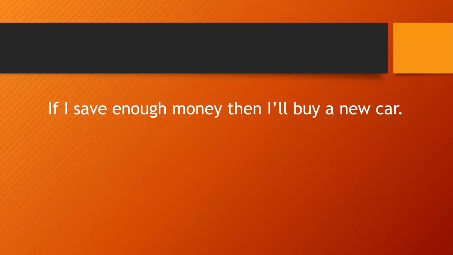The two simple statements that make up the conditional statement have names. The if part, in this case, I save enough money, is called the antecedent. And the then part, in this case, I'll buy a new car, is called the consequent. What we'll see is that the variations of the conditional statement make some changes to the antecedent and the consequent of the original conditional statement.